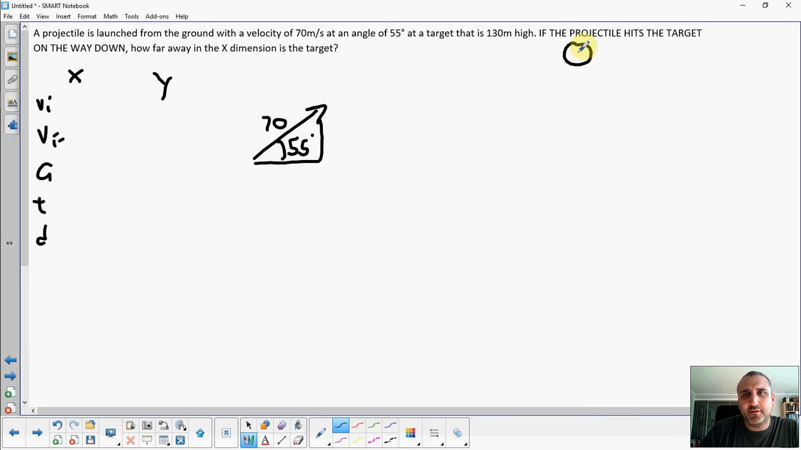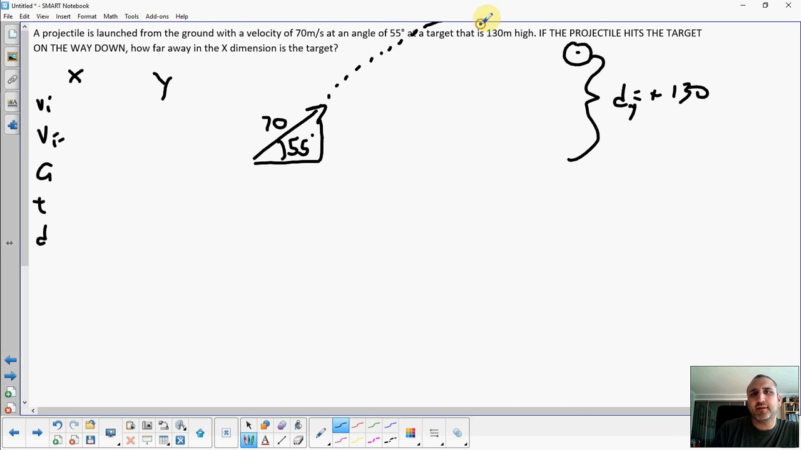So let's make a little bullseye here. And the displacement here is 130, and the y is positive 130. So what's going to happen is this thing is going to go up, up, up, up, up, and then reach a peak, and then come back down. And that's what I'm saying.